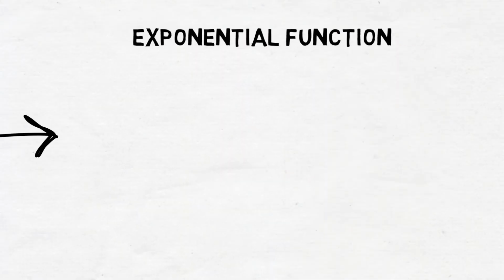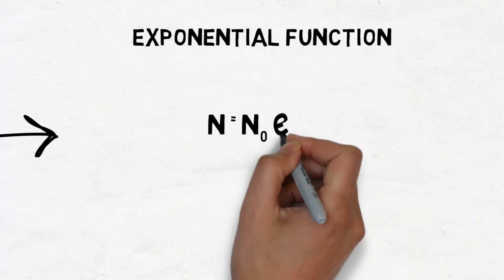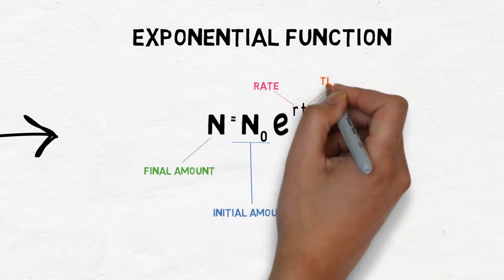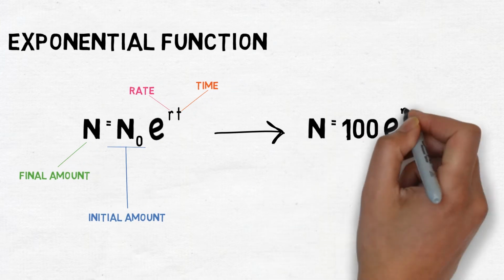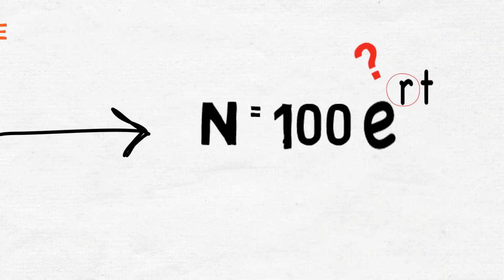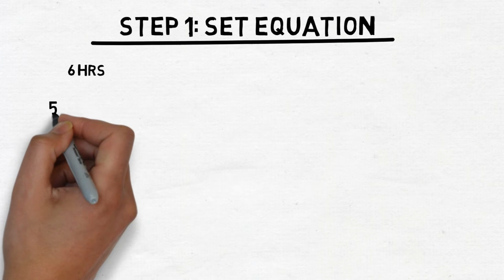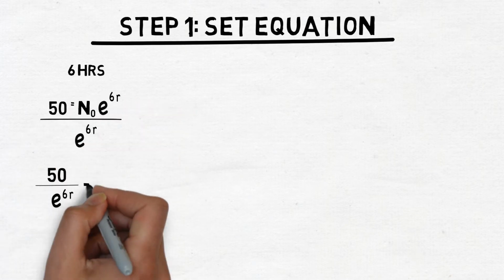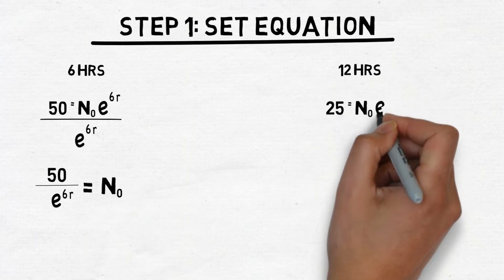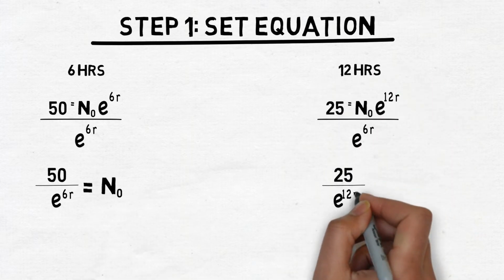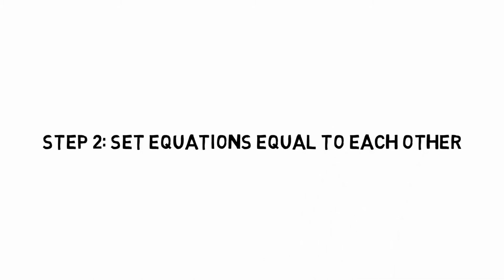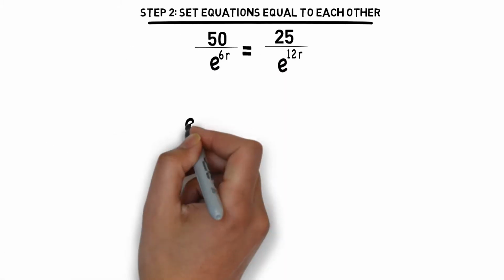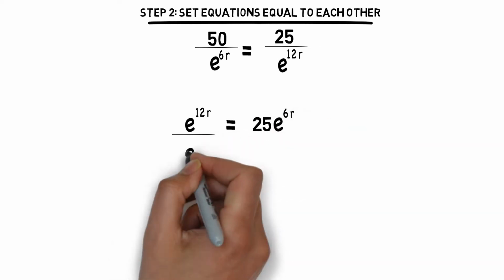The formula is an exponential equation, where N equals the final amount, N0 equals the initial amount, t equals time, and r equals rate. To find a formula, we must first solve for the rate. To do this, we must plug in the amount after each half-life. The first half-life, or 6 hours, had 50 milligrams of caffeine, while the second half-life, or 12 hours, had 25 milligrams of caffeine. Next, we set the two equations equal to each other and divide on both sides, e to the 6r and 50. This becomes e to the 6r equals 1/2.